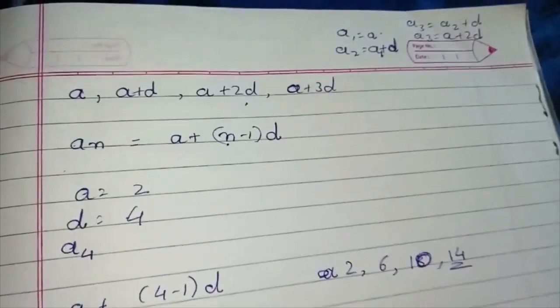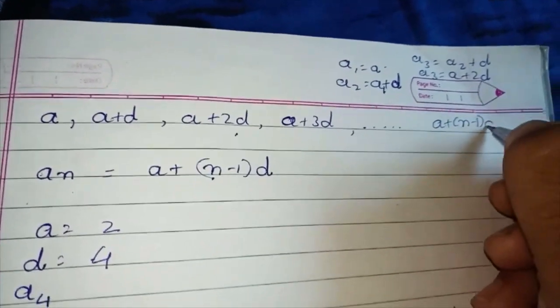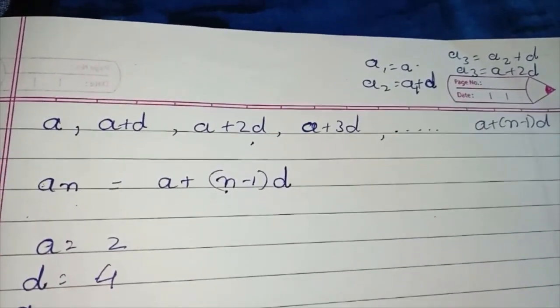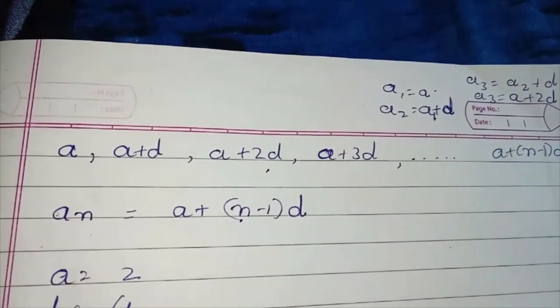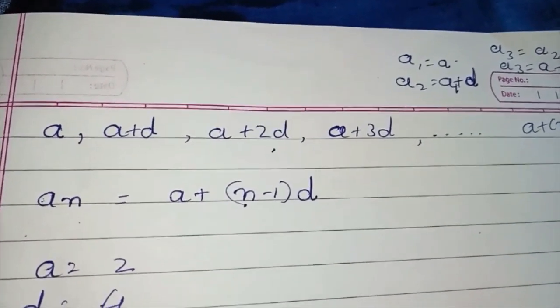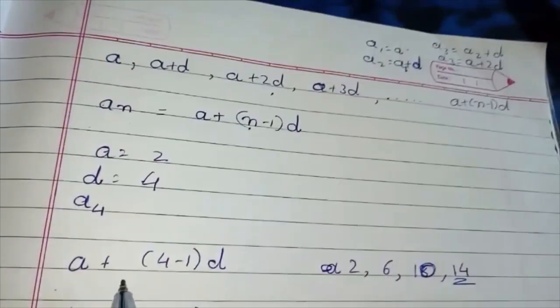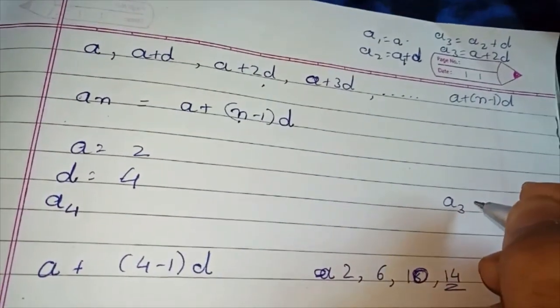So in short, this is the first formula. I am not telling you to mug this up, but to understand it. See, a plus 3d, and going on we will get a plus (n minus 1)d, because on the second term the difference is added first time, on the third term the difference is added 2 times, on the fourth term the difference is added 3 times. So in the nth term it would be added n minus 1 times, and n is not anything here, it is just a representation. If n equals 3, then it is a3, that is the third term.